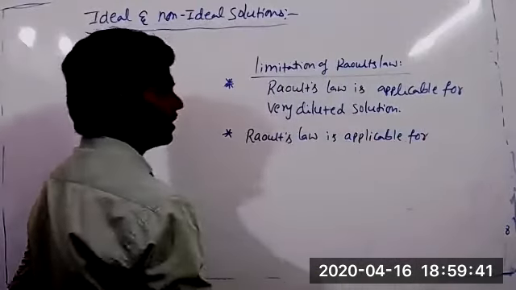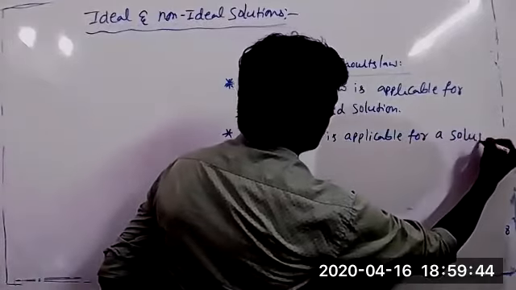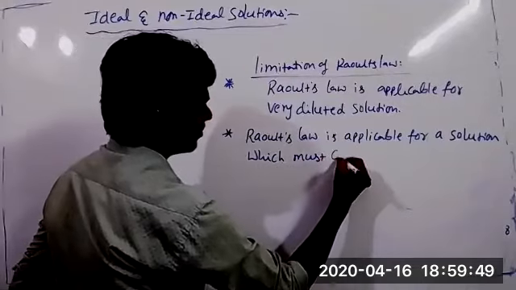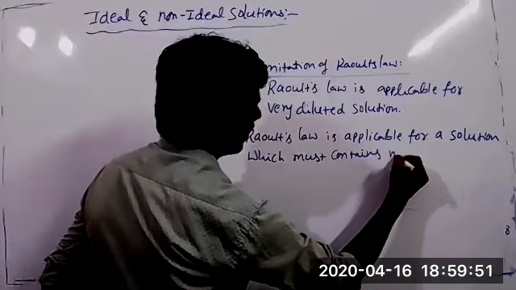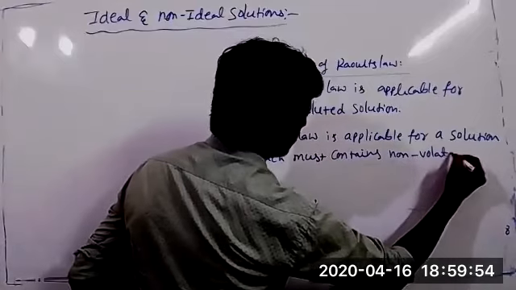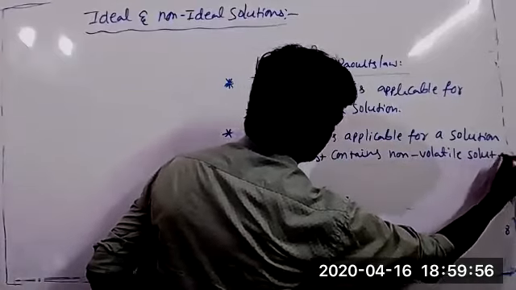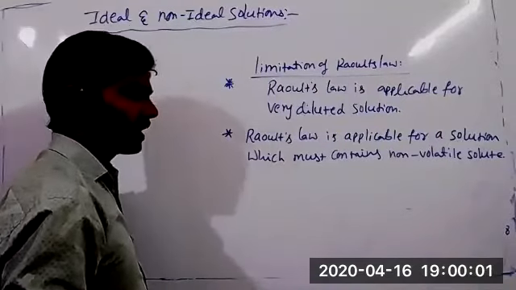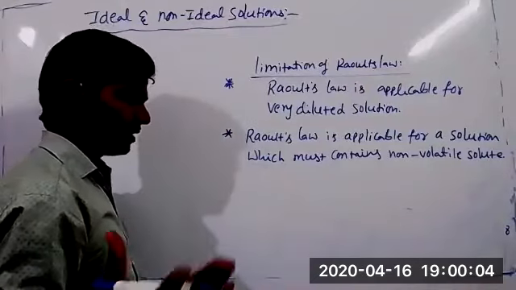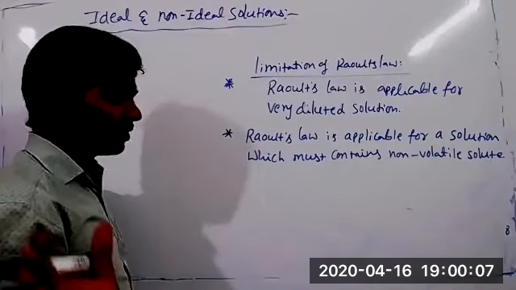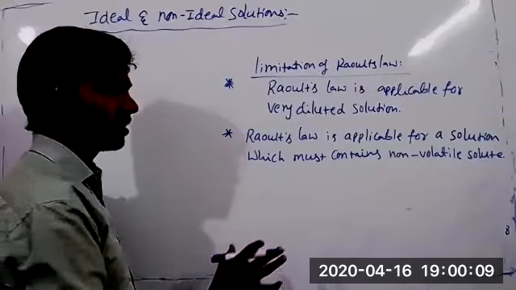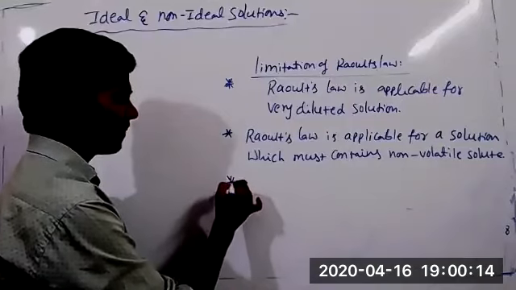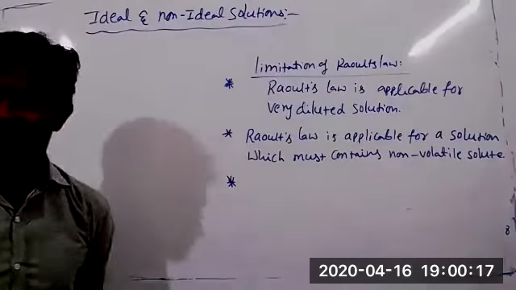Raoult's law is applicable for a solution which must contain a non-volatile solute. The solution must have a non-volatile solute. Volatile solutes also exist, like camphor, ammonium chloride, and iodine. Those are volatile. We shouldn't take volatile solutes. Always it must be a non-volatile solute, like urea, glucose, fructose.